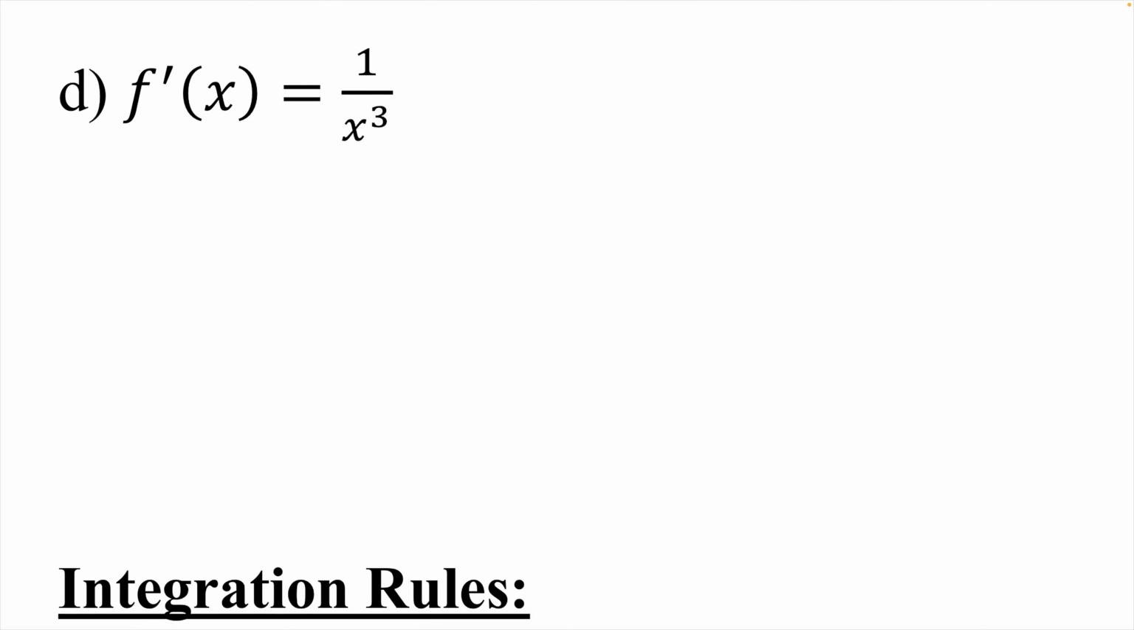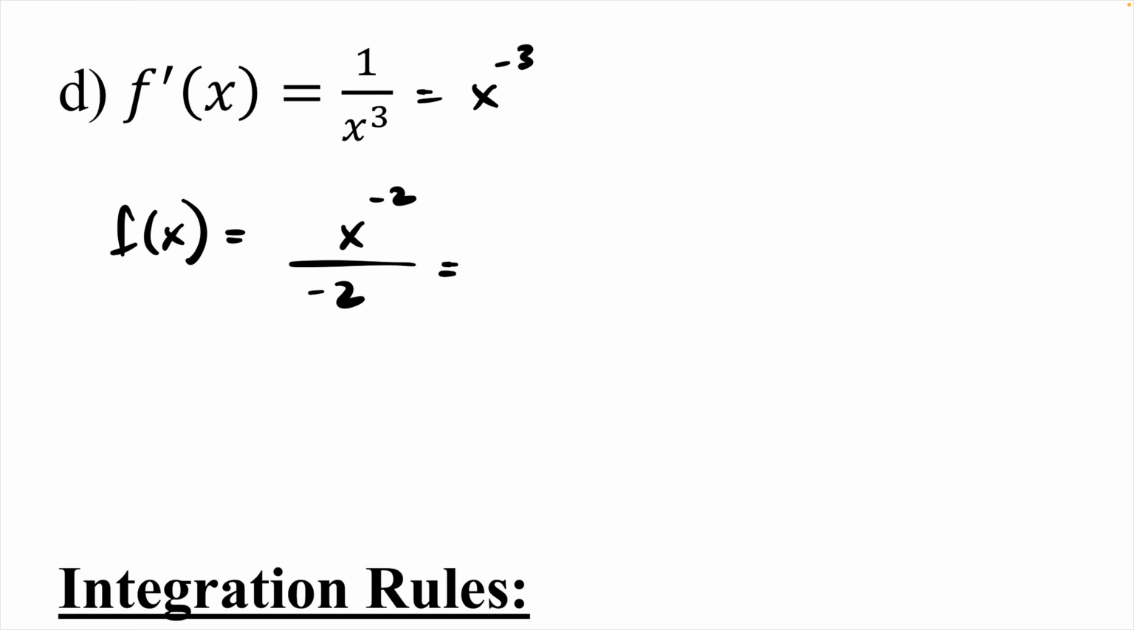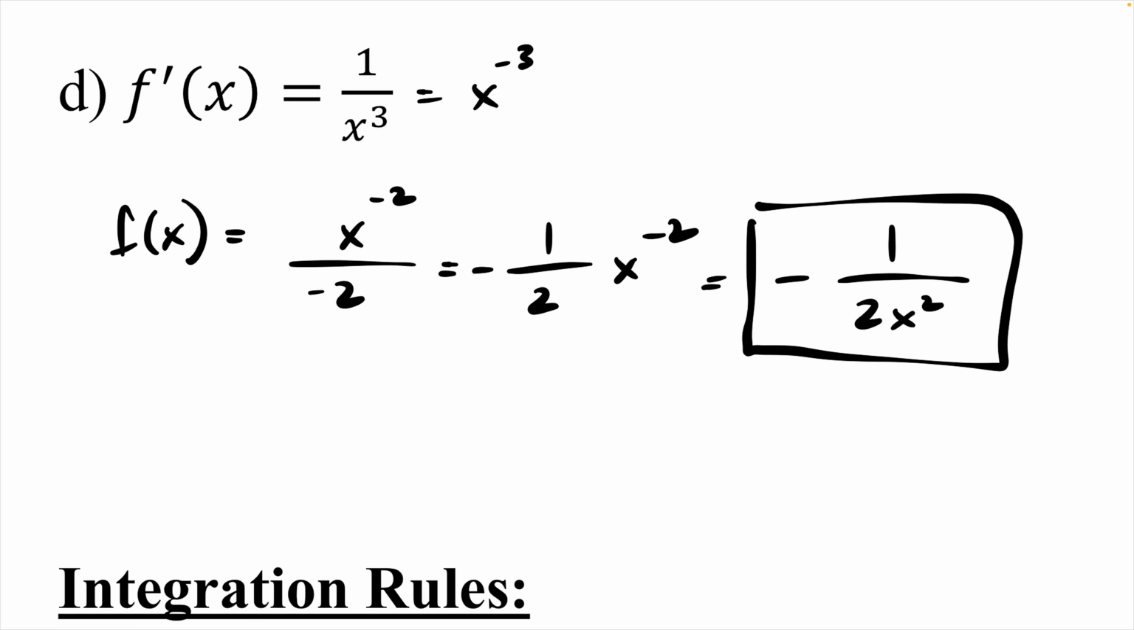This guy, how would I rewrite this guy? x to the negative 3, right? Okay, let's use power rule. Add a power. Divide by that new power. I can divide by negative 2. That's a real number. So it would be negative 1/2 x to the negative 2, right? That means move it down. So it'd be negative 1 over 2x squared plus c. Yeah.